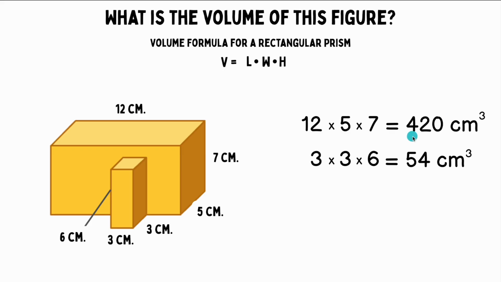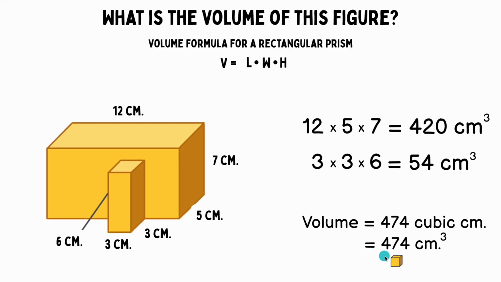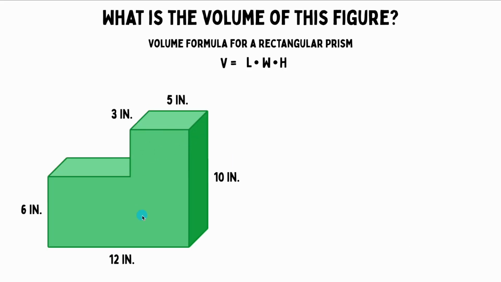Now we can add 420 plus 54. The volume would be 474 cubic centimeters, or we can say 474 centimeters cubed. We would need 474 of these cubic centimeters to fill up the entire volume of these rectangular prisms. This time we have to separate this compound figure into two rectangular prisms. We will do that by separating them right here.